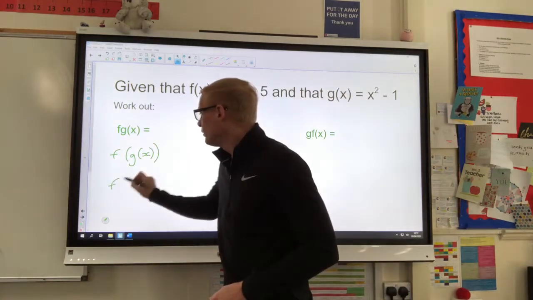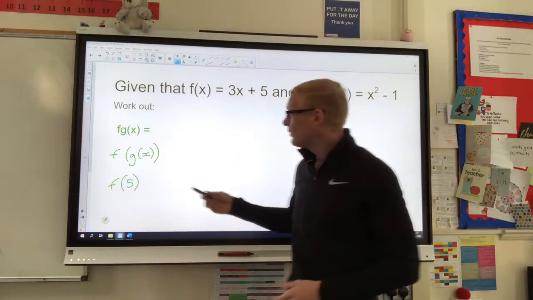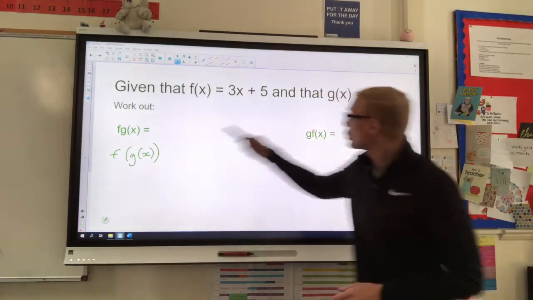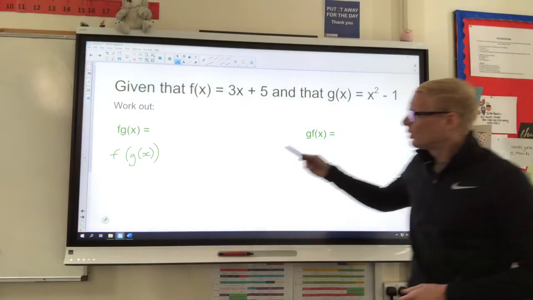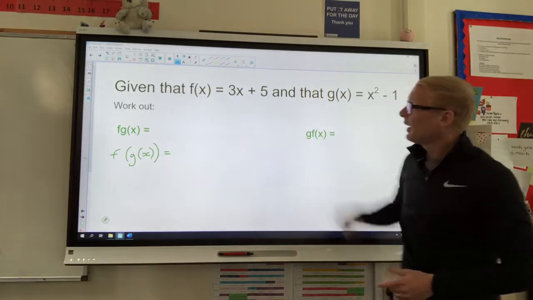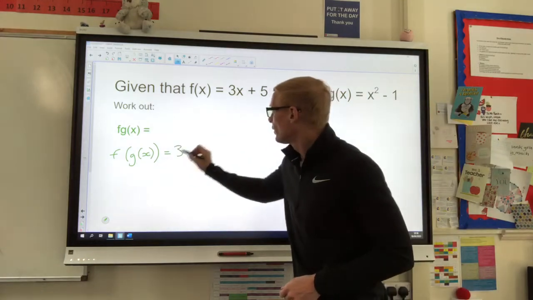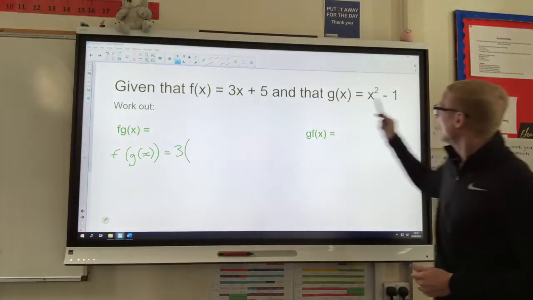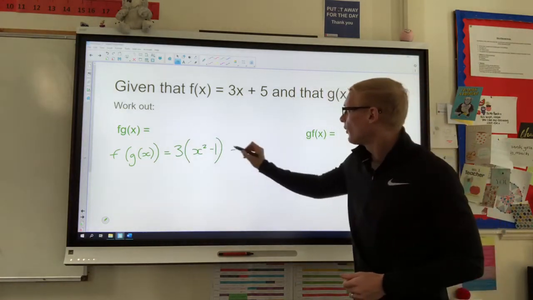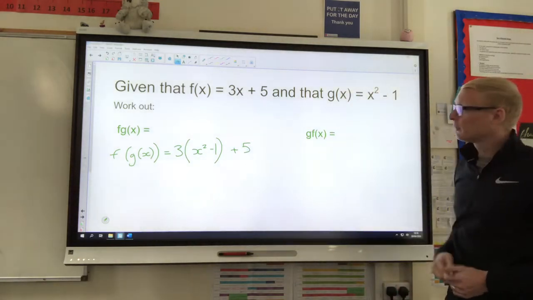Now if we had f of 5, you would replace x here with 5. Okay. But what we've got is f of g of x. So what that means is we're replacing x with the function g of x. Okay. So the way that looks is we put g of x in where x is in the first function, in f. So this is going to be 3 lots of, we're replacing x with g of x, and then add the 5 at the end. So what we've done is we replace the x with the whole function g of x there.